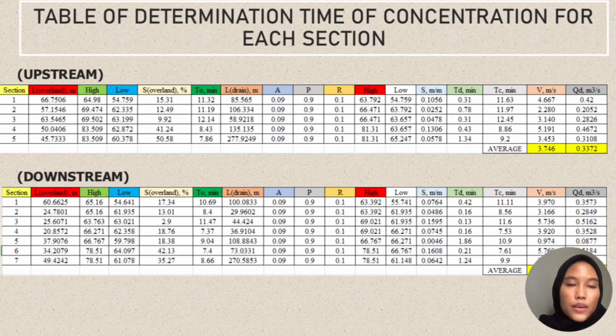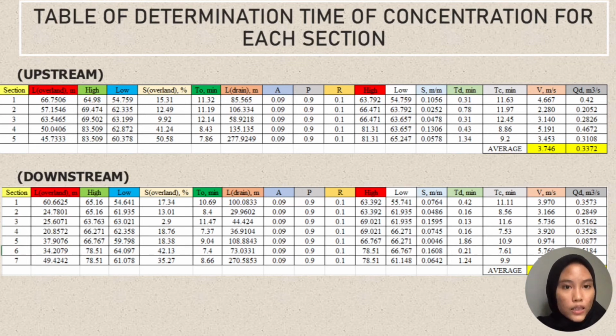And the next step is to calculate the time of concentration for each subcatchment. It can be calculated using a formula: overland flow plus drain flow. It's TC equal to TO plus TD. And for example, the time of concentration for subcatchment 1 upstream is 11.63 minutes.